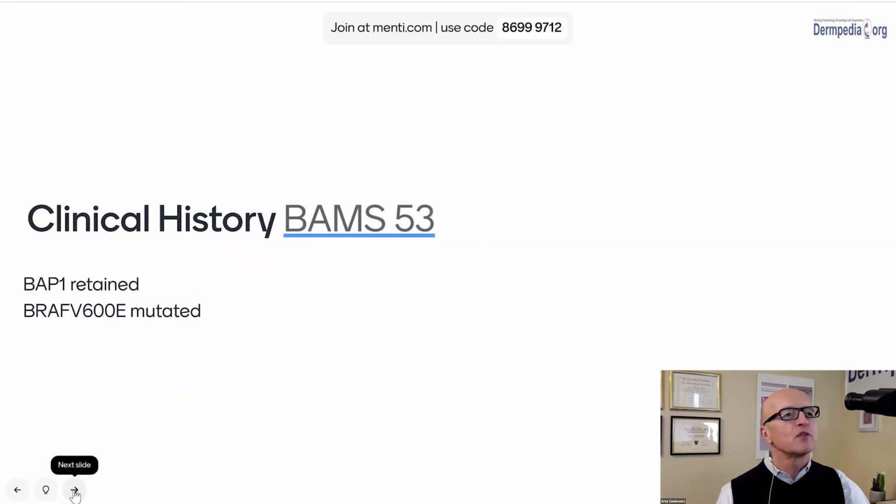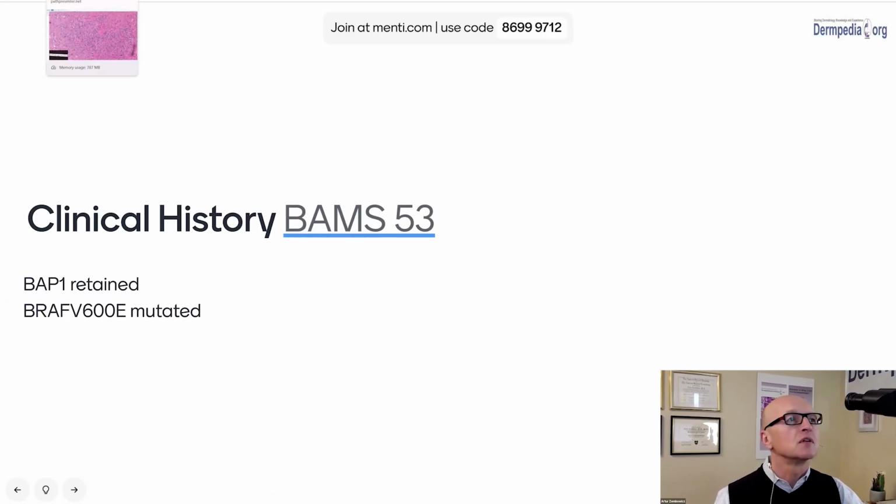I'm sharing with you now the genetics of this case. So the BAP1 was retained, so it's not a BAPoma, at least by immunohistochemistry. And this lesion is BRAF V600E mutated. And there's no indication of any fusions. So what is your diagnosis now?